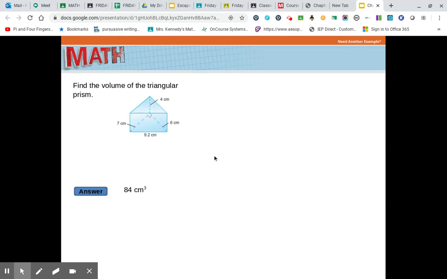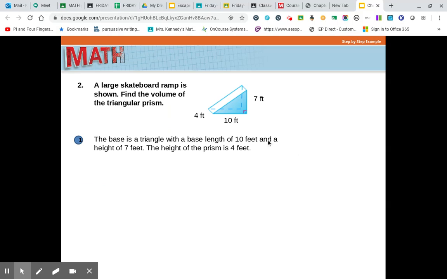So here you're going to go ahead and, whoops, sorry, I keep doing that. Doing real good today, guys. The base is a triangle. That's why it's shaded in darker. So therefore you have to do the 7 times 10 divided by 2 and then multiply it by 4.